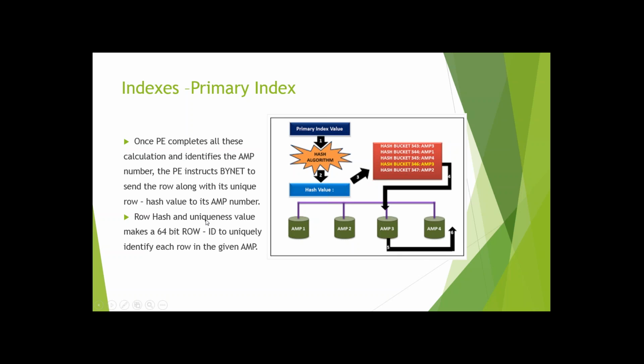We have a lot of theories in here. We already discussed that. Like row hash and the uniqueness value makes a 64-bit row ID. So then it can uniquely identify each row in the given AMP.